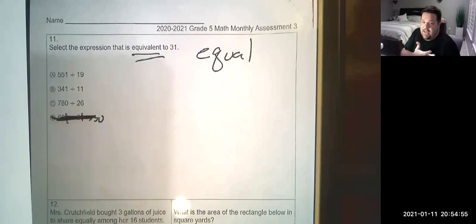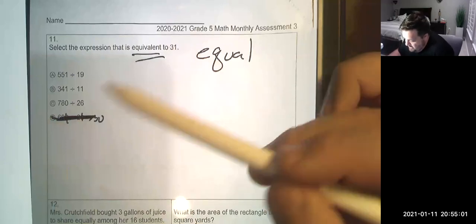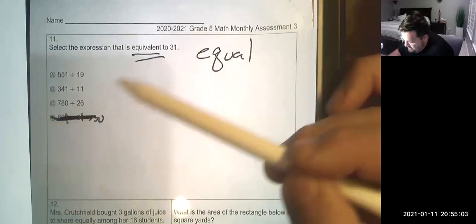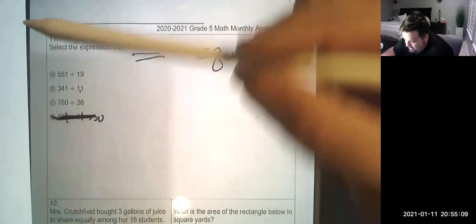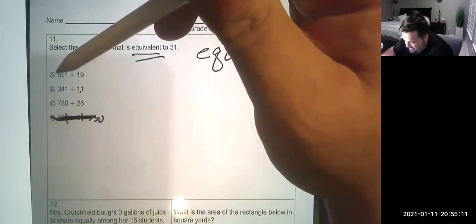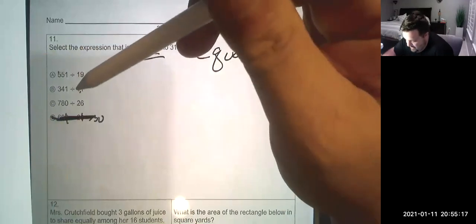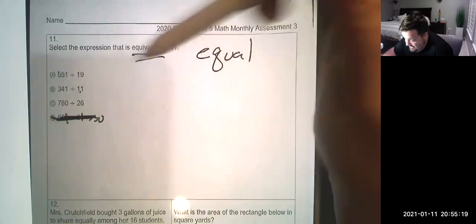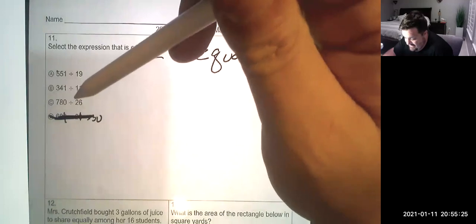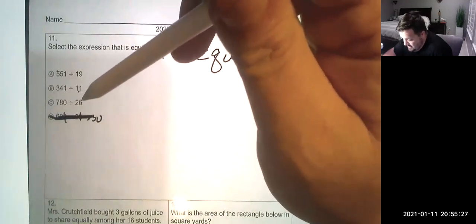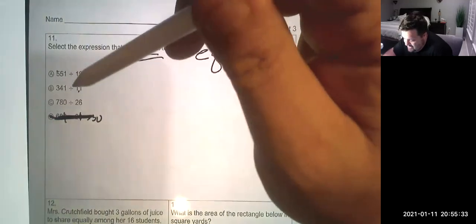Now, to save myself time, because you've got to get through some of these problems, I try to think this 30, I know it's got to come out to 31. So which one of those, when I look in here, this 10 right here, this 10 going into this 500 is going to probably get me an answer like in the 50s, right? This 1 going into this 300 is going to get me an answer in the 30s. And this 2 going into this 700 is going to get me something like in the 30s or the 3s, right? 2 goes into 7 like 3 times. So that could be it. So I'm pretty sure A is not the answer.